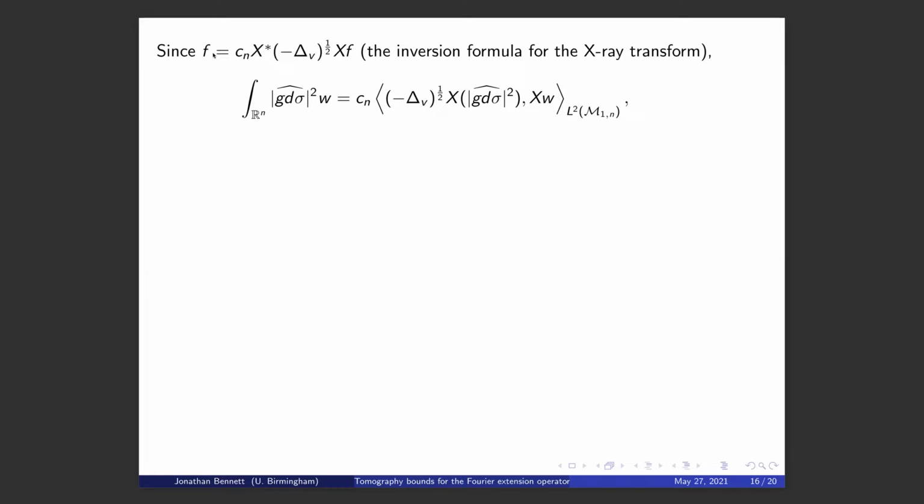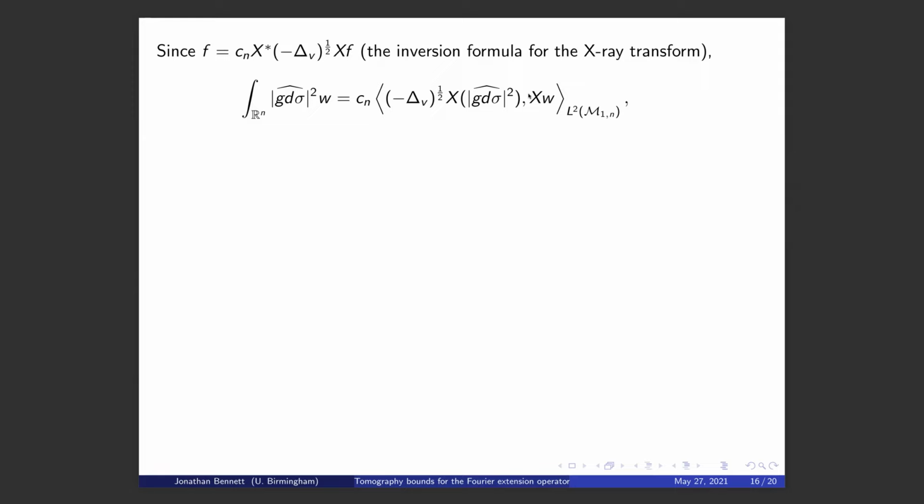Anyway, in the context of integrals, one doesn't have to worry too much about the sense in which this holds. But if one naively applies this with F being mod GD sigma hat squared, I can simply plug in here in front of GD sigma hat squared, this expression X star derivative in v X, which is effectively the identity. And if I do that, I can then throw the X star onto the weight using duality, and there it is.